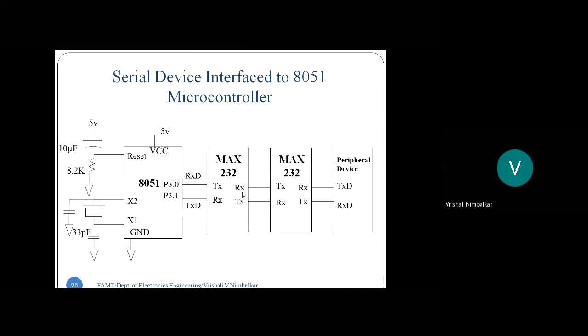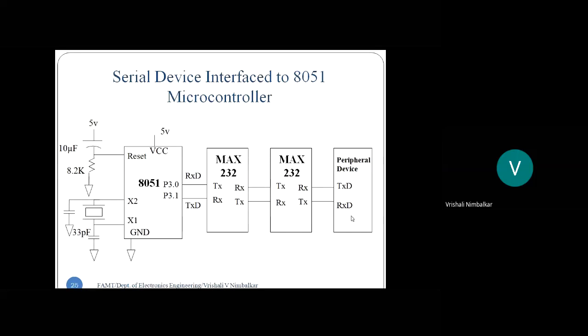Now this microcontroller, it is a digital device, right? At what voltage does it operate? 5 volt and 0 volt. Correct. So logic 1 is 5 volt. Logic 0 is 0 volt. The same thing is at the peripheral device also. That peripheral device will also be digital. So logic 1 will be representing 5 volt. Logic 0 will be represented by 0 volt.